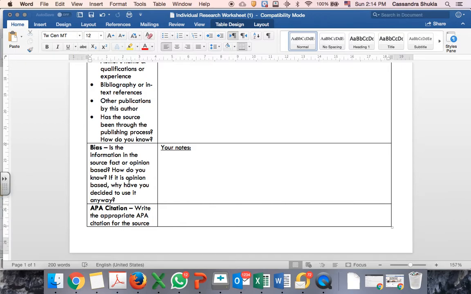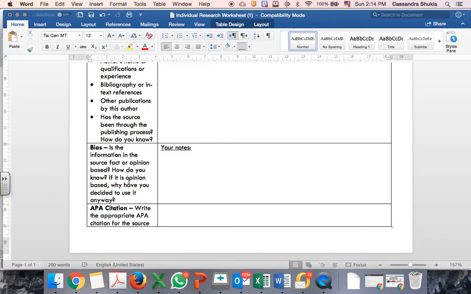Okay, last piece is bias. Remember doing the crab analysis. So bias is all about the information that you're using. Is it fact or is it someone giving you opinion or maybe twisted information? We talked about in class how Al Jazeera sometimes twists information so it's better for certain people. And then you're going to tell me why.